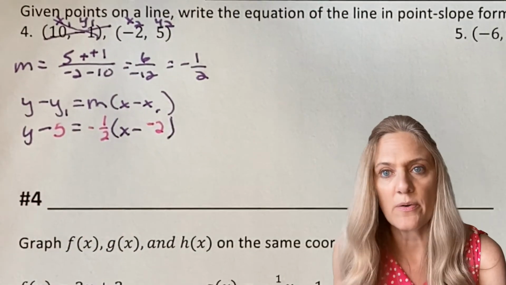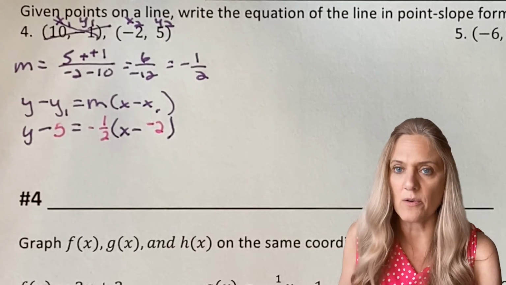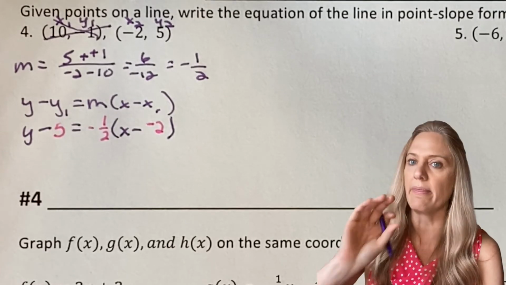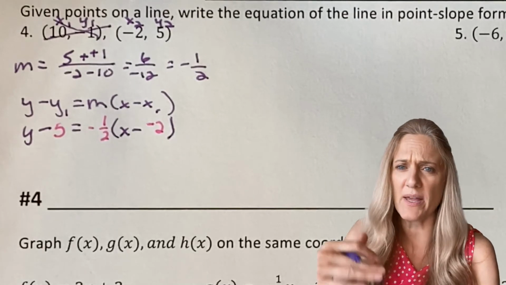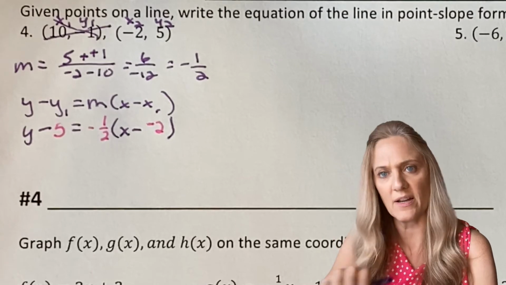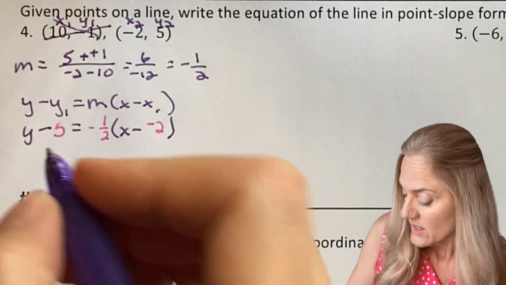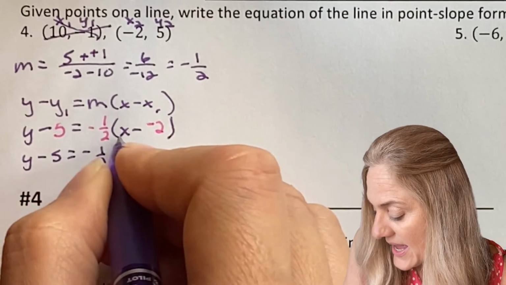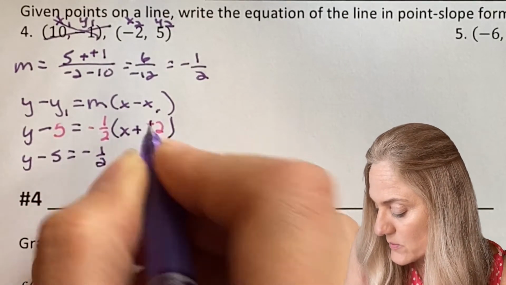You might have also noticed that I crossed out the point I wasn't going to use because it would be completely incorrect to use the y from one point and the x from the other. So just to make sure I don't make a simple error, it's always a good idea to go ahead once I'm done with slope, cross out one of them and go from there. So y minus 5 equals -1/2 x minus a -2, so that's really plus.